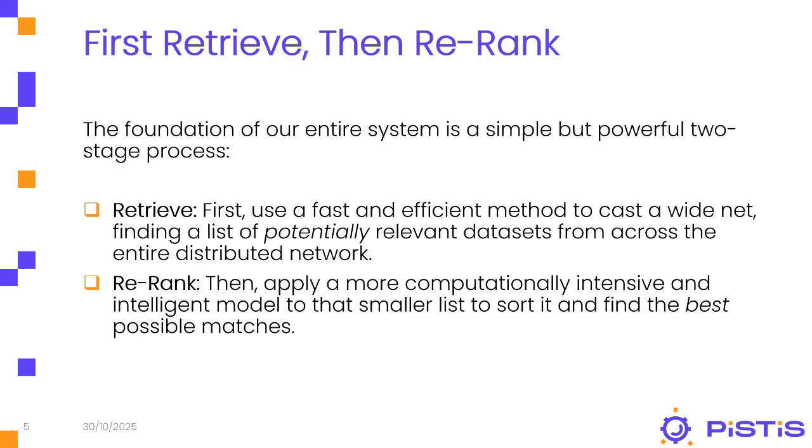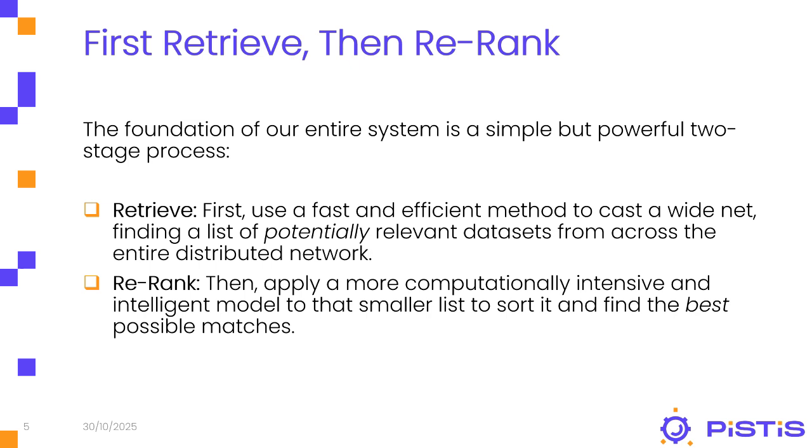The foundation of our entire system is that simple but powerful two-stage process. First, retrieve. Use a fast and efficient method to cast a wide net and find a list of potentially relevant datasets from across the entire distributed network. And second, re-rank. Apply a more computationally intensive and intelligent model to that smaller list to sort it and find the best possible matches.